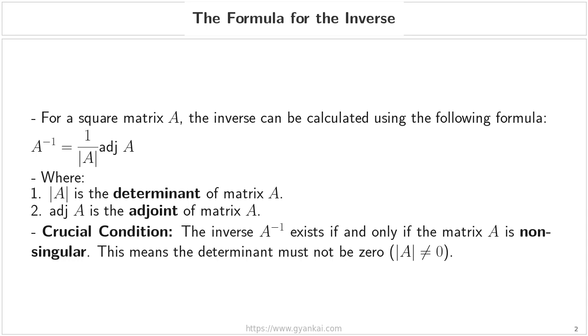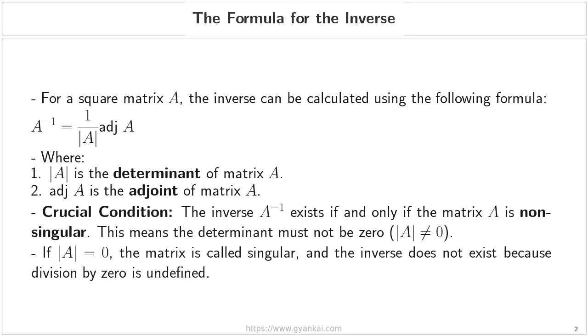However, before you jump into these calculations, there is one crucial condition you must always check. The inverse, A inverse, exists if and only if the matrix A is what we call non-singular. In practical terms, this simply means that the determinant of A must not be equal to 0. Why is this so important? Well, if the determinant of A is exactly 0, we call that a singular matrix. In this case, the inverse simply does not exist.